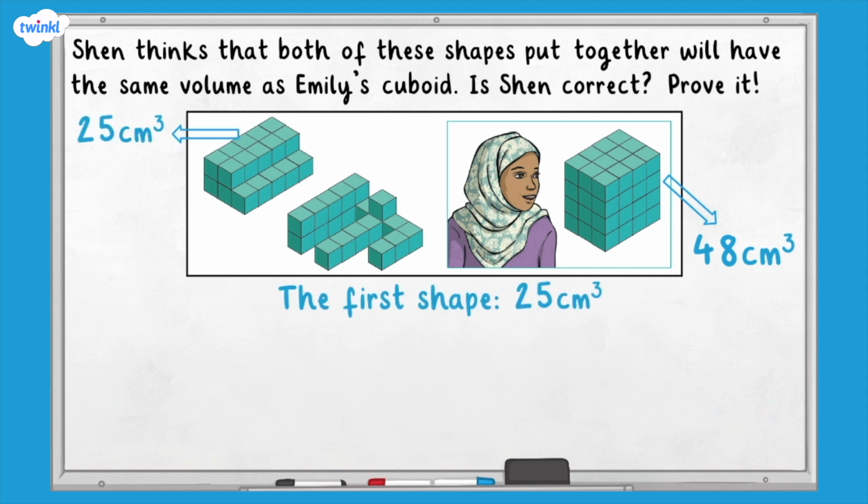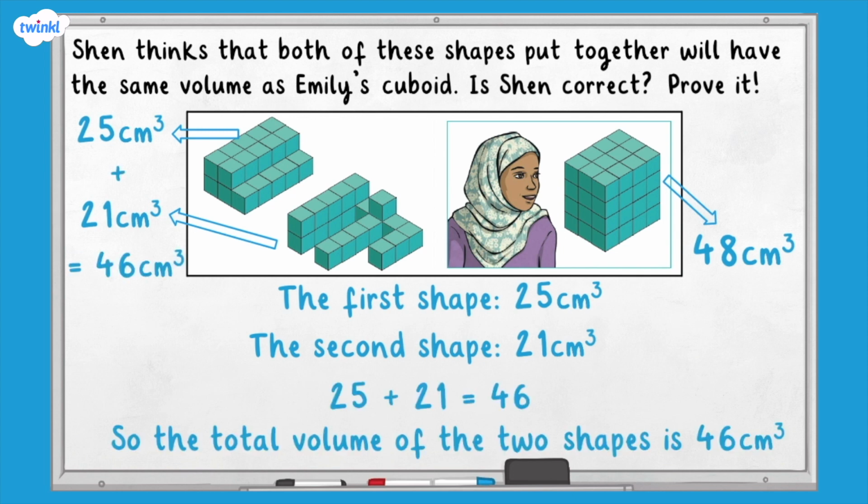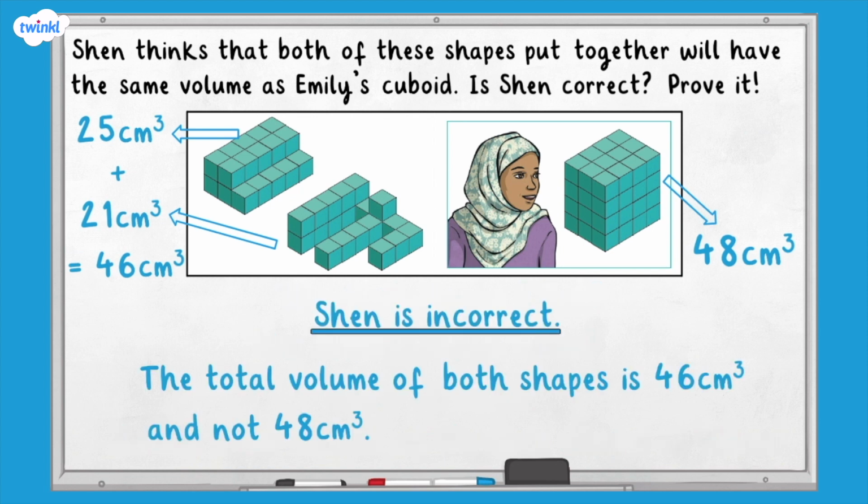The first shape has a volume of 25 cubic centimetres. The second shape has a volume of 21 cubic centimetres. The total volume of both shapes is 46 cubic centimetres. So Shen is incorrect because Emily's cuboid has a volume of 48 cubic centimetres and the 2 shapes have a total volume of 46 cubic centimetres.